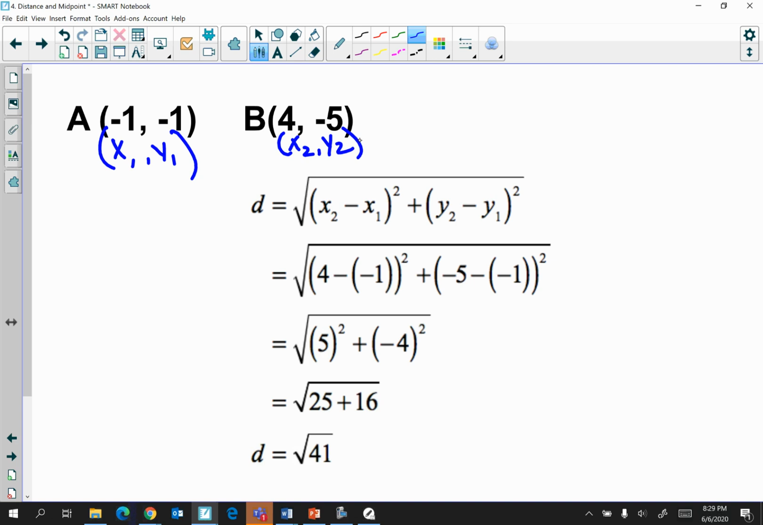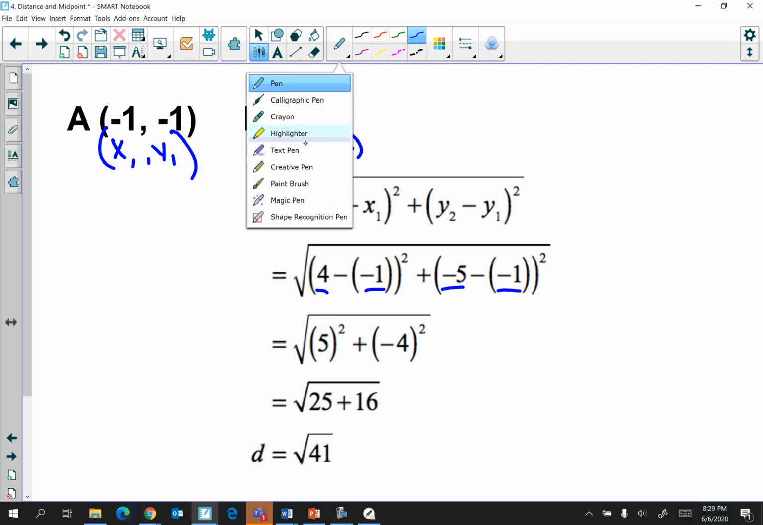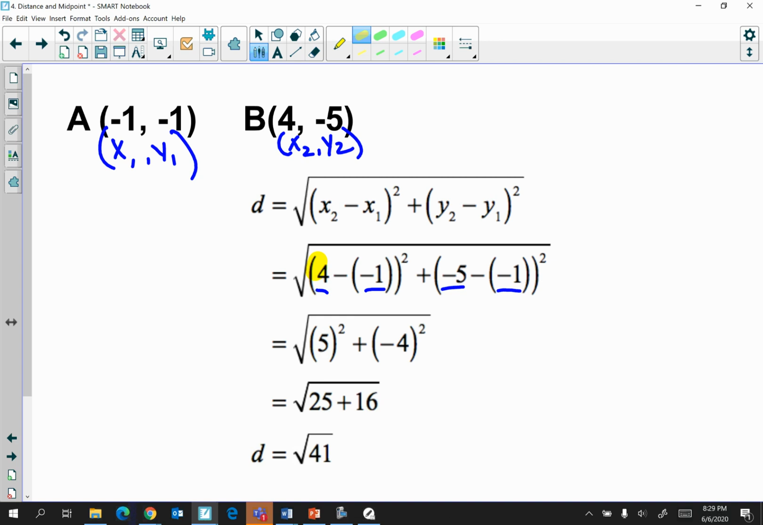So x2 is 4, so we substitute that in, minus -1, which is x1, squared, plus y2, which is -5, minus y1, which is -1, squared. Now all we have to do is put whatever's underneath the radical in our calculator. Make sure you do not put the radical in the calculator, just the numbers underneath. After doing this, we should be able to get 41. So the answer is radical 41. Radical 41 is the distance of AB.